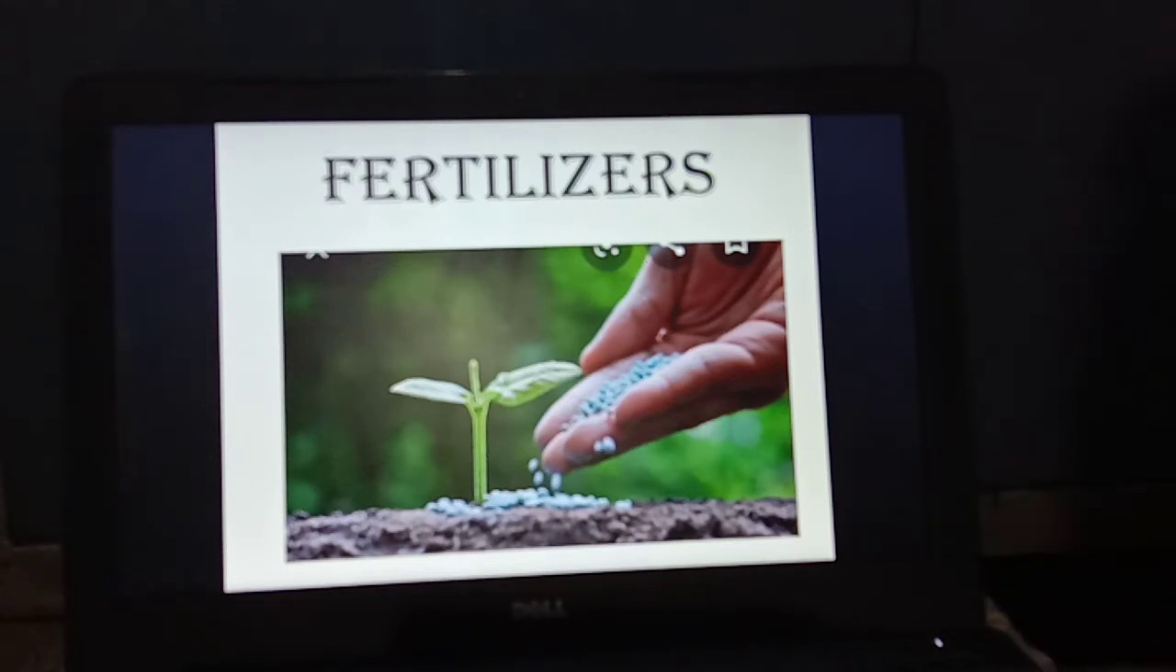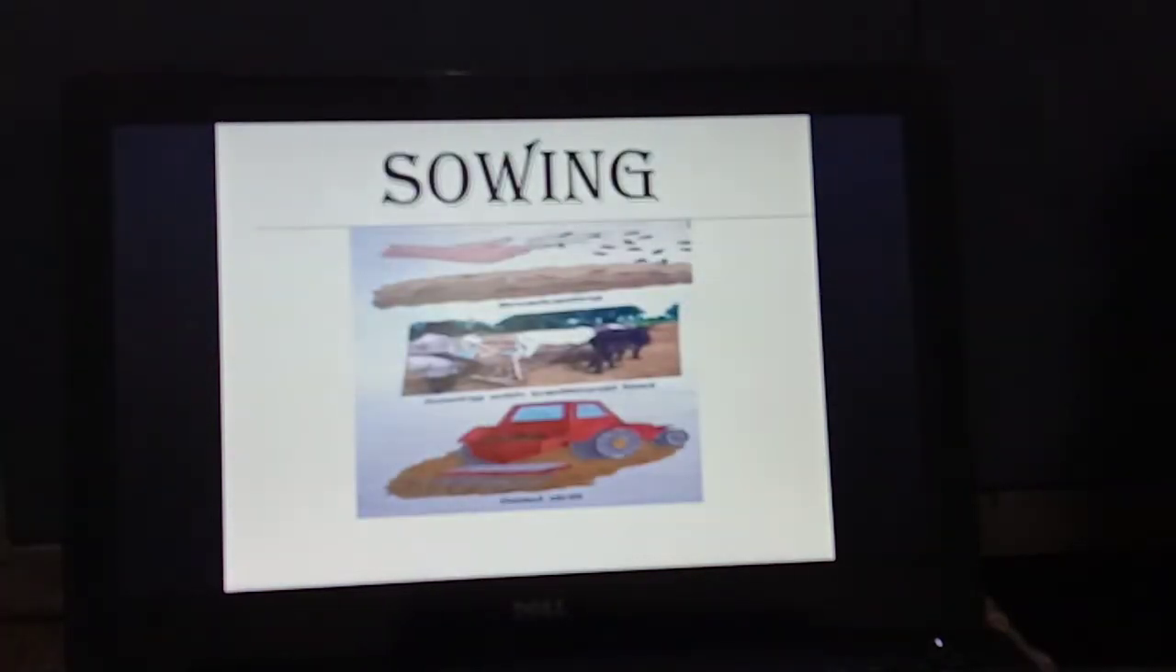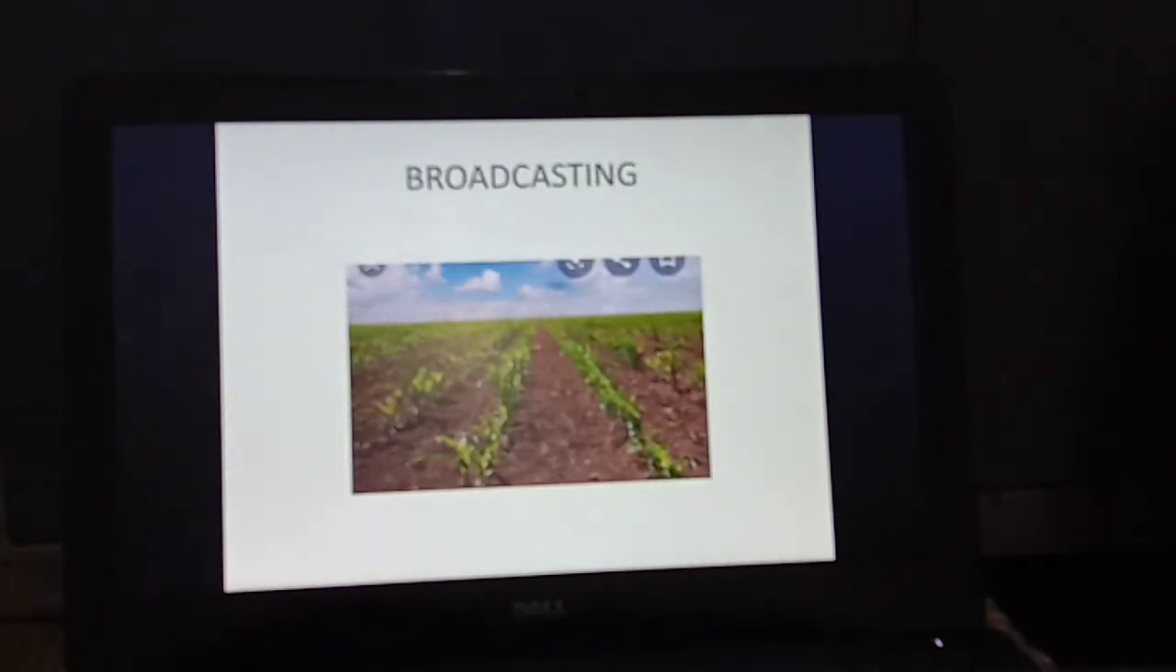Now the third process, that is sowing. The process of putting seeds into the soil is called sowing. Seeds can be sown by any of these methods. First, that is broadcasting. This is a traditional method where seeds are scattered on the field by hand. The disadvantage of this method is that the seeds may not get sown at the proper distances and at the proper depths, resulting in wastage and reduced crop yield.